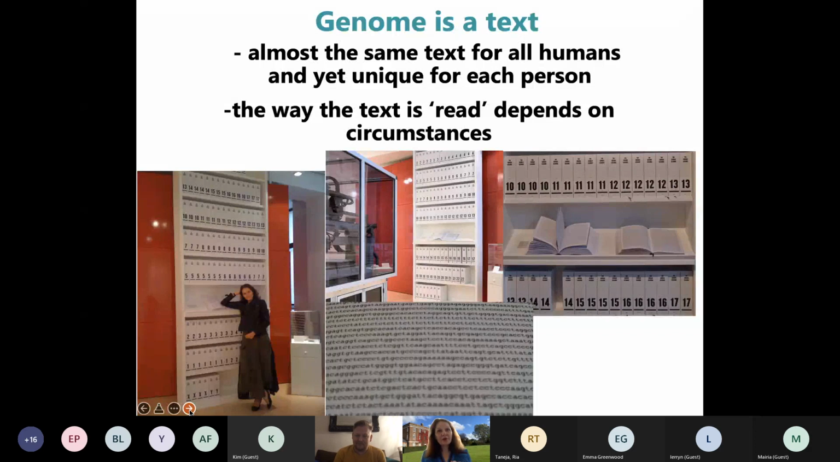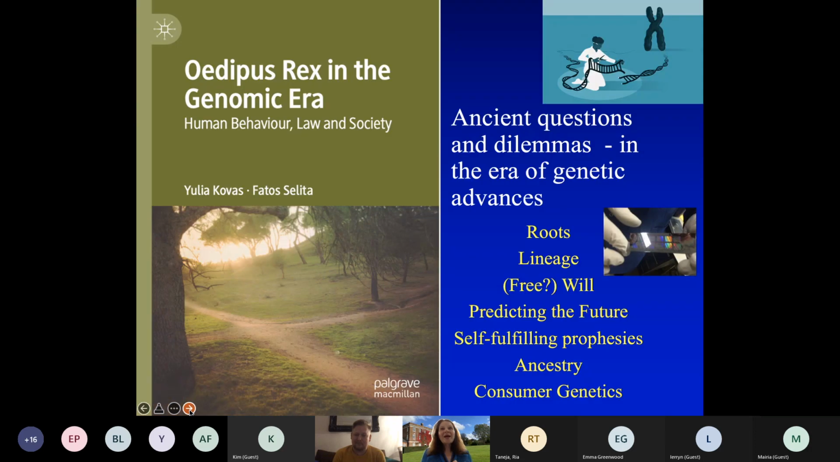But what we now have learned is that not only does every human have a unique DNA code, but also this text is being read or expressed within our cells differently depending on the environments that we find ourselves in. So what I want to say in conclusion is that we live in the genomic era. The 21st century marked the beginning of the era of genetic discoveries.